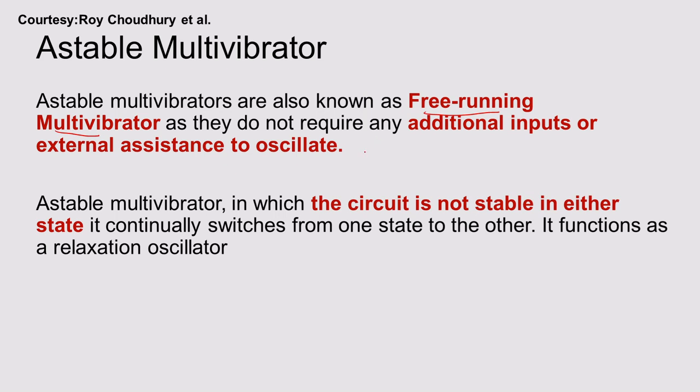The reason is it does not require any additional input, unlike a monostable. In a monostable, what we learned is that you give some triggering input. When you give the trigger, you get the higher output. Then it returns back to the stable state.